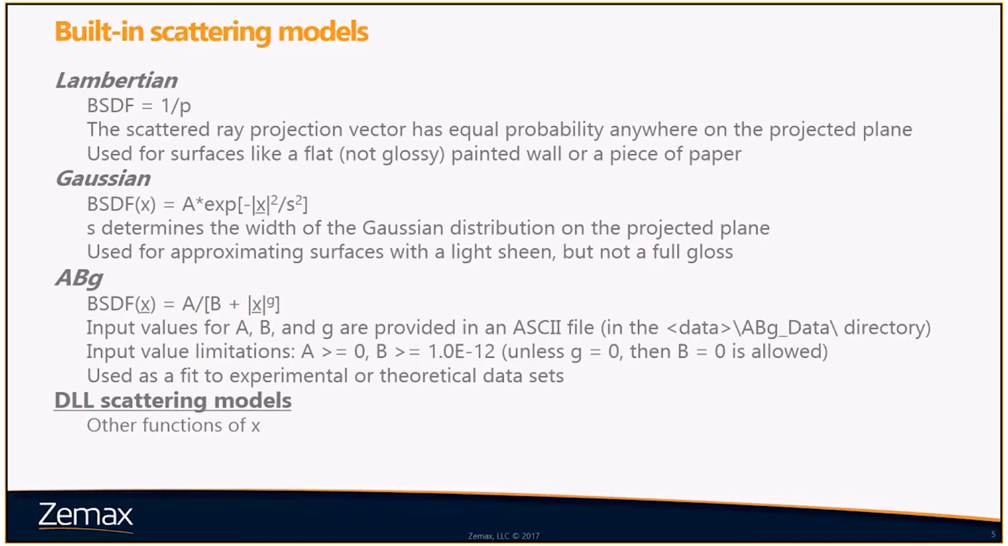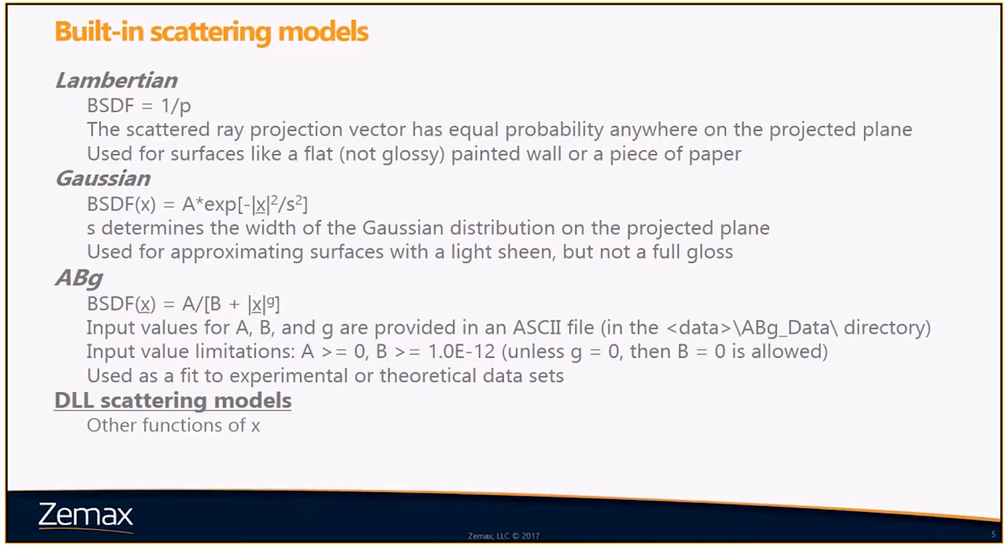Gaussian scattering, on the other hand, has a Gaussian distribution on the projected plane, and it has an S coefficient that the user can define, and that S coefficient describes the steepness. It's a sigma value, but it essentially describes the steepness of that Gaussian distribution, so how narrow the distribution is or how wide it is in space. And the Gaussian distribution can be used for approximating surfaces that have a light sheen, but not a full gloss. So this would be something like, what's a good example? Like the surface of a table for your average kind of desk table.